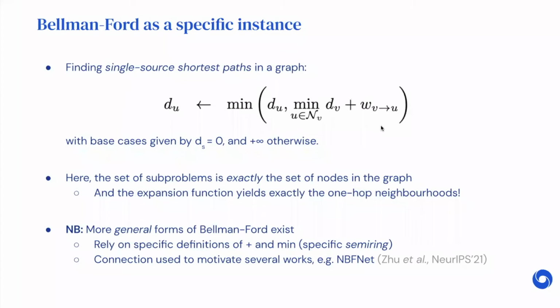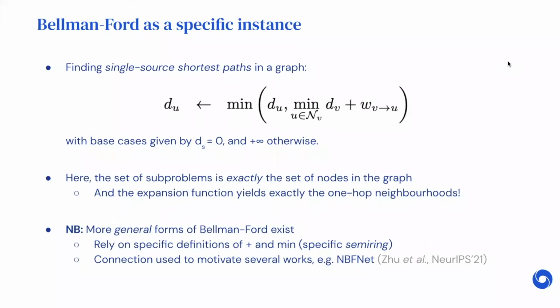And you base case this algorithm by starting with the source vertex, which is trivially distance 0 away from itself, and all the other nodes initially are not explored, so you give them something like plus infinity or a very large number, okay? So in this case, the set of subproblems is exactly the set of nodes in your graph, and your expansion function is exactly your one-hop neighbors. And this basically looks a lot like a special case of a graph neural network. So definitely there's some interesting alignments to explore here.